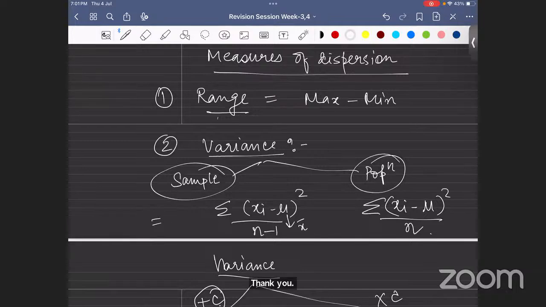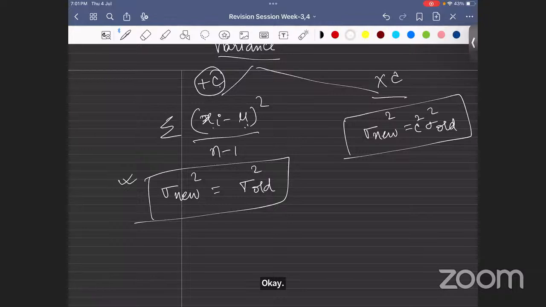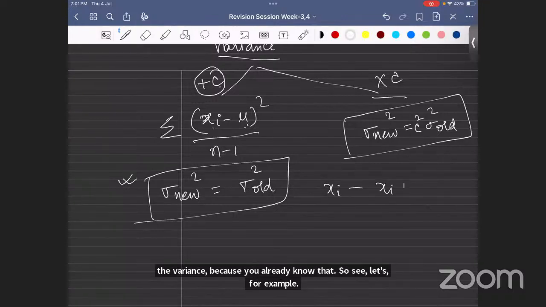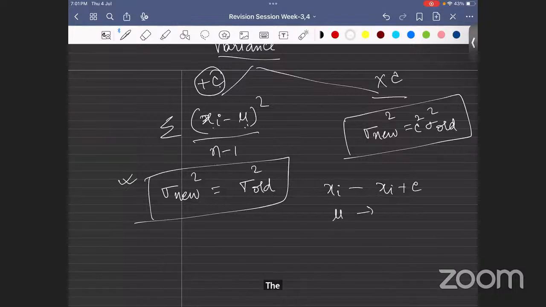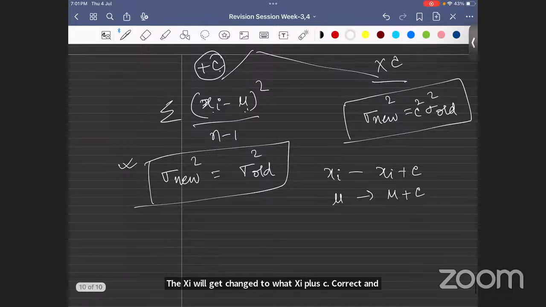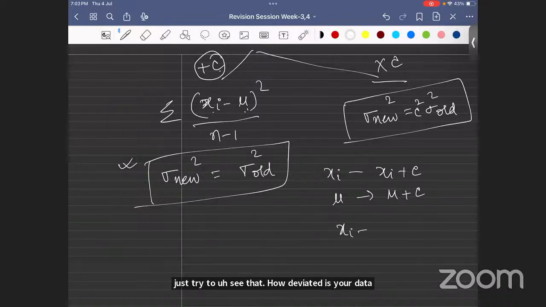Sir, in variance, when adding a constant, the new value will also be a function of the constant, right? If you are adding some constant, there is no change in the variance. Let's say xi will get changed to xi plus c, correct? And mu will also get changed to mu plus c, right? Now if you just try to see how deviated your data point is from the mean, you will do something like this, right? So this is getting cancelled.